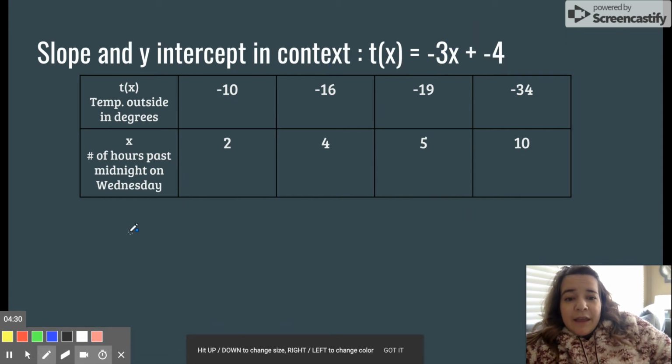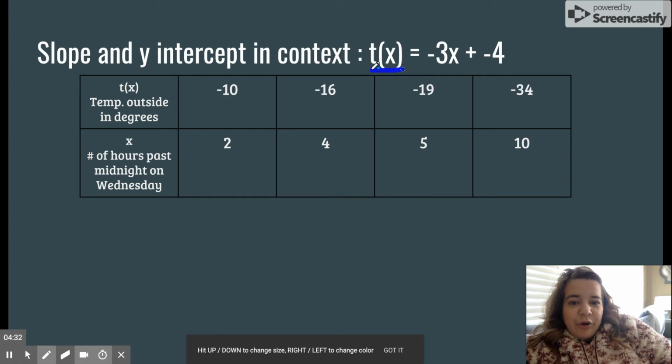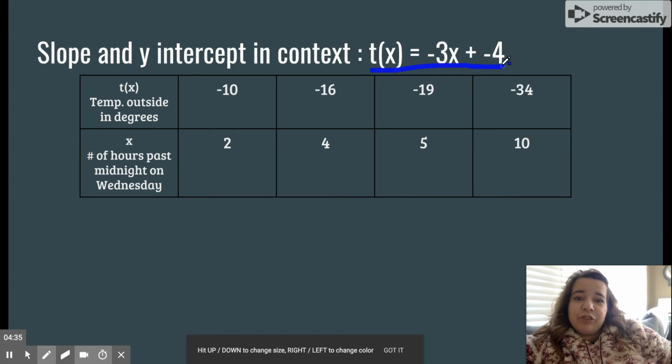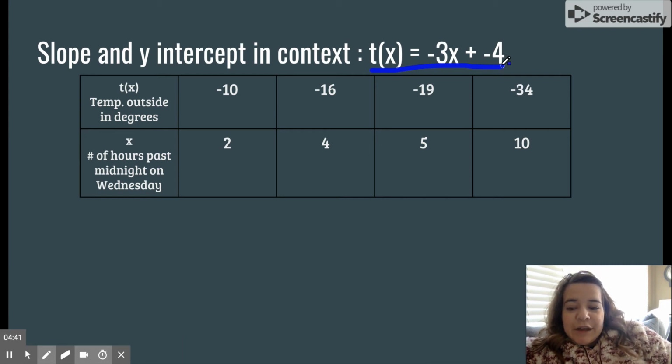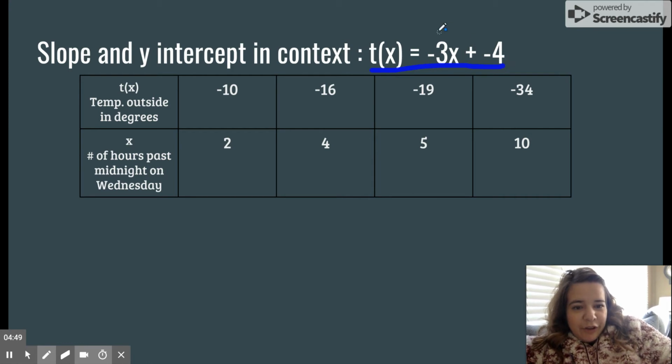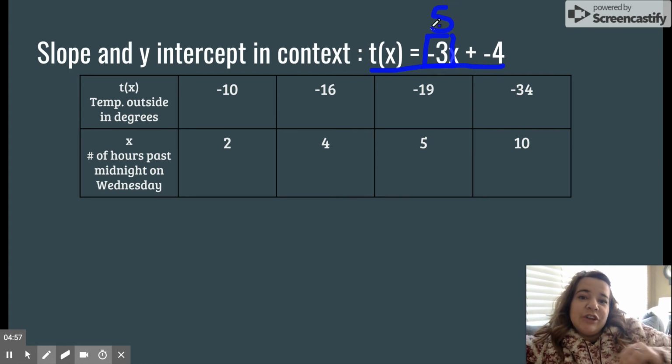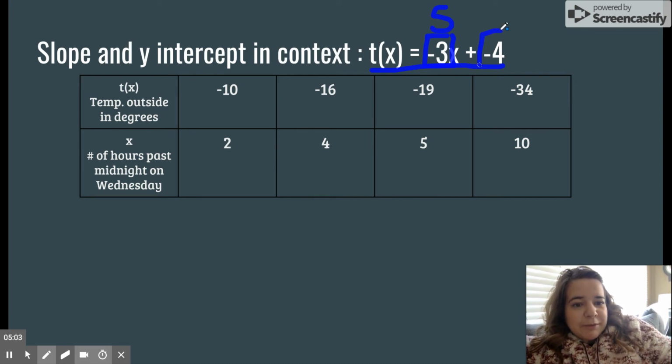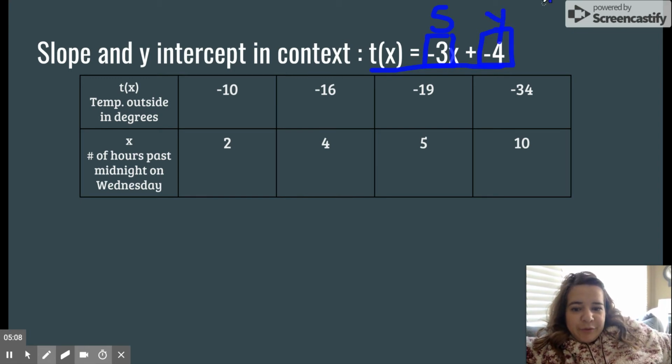Okay. So we have that equation that we just wrote on the last slide. And then the next question that it asked you was to interpret the slope and y-intercept in context. So we talked about this a little bit before you guys had this break. Your slope, I'm just going to label it with an S, is that number with X because it's changing every hour by that amount. The slope is what keeps happening. Your y-intercept is what you just started with. So I'll just put a y there. So you started at -4.